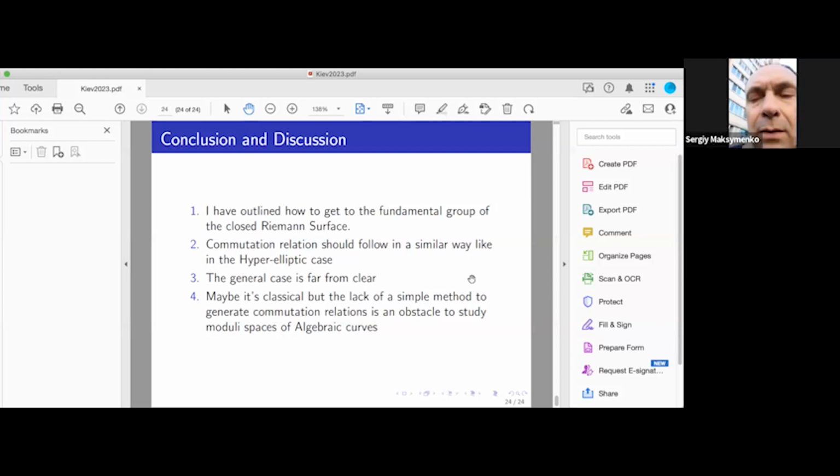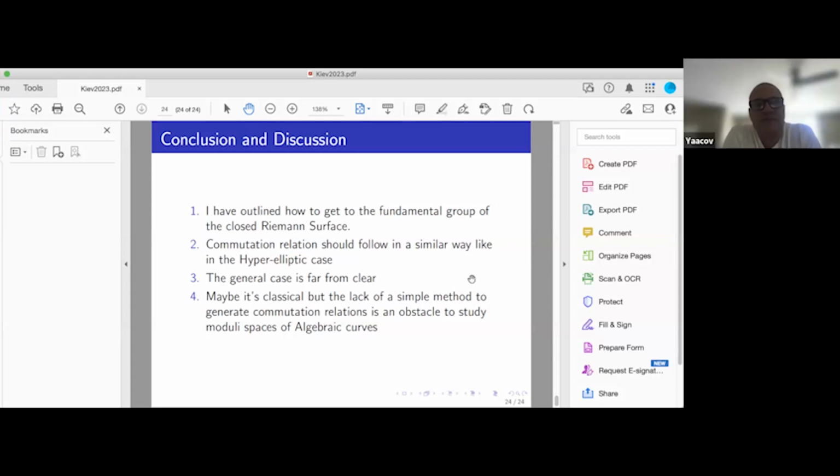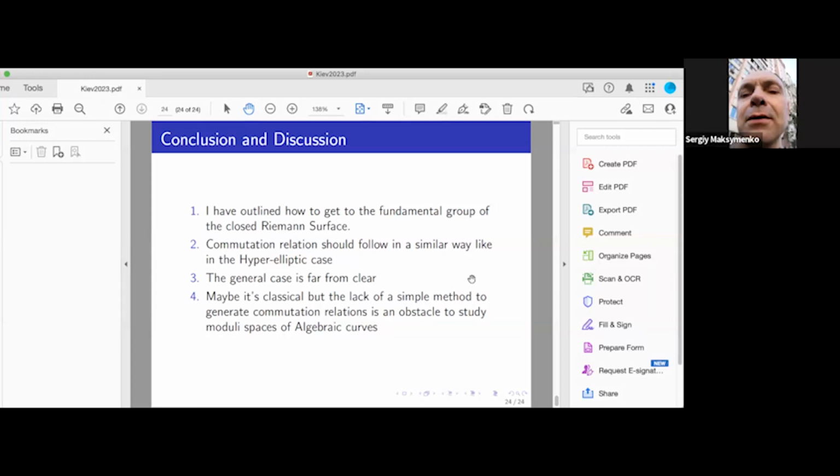So I understand. Because if you have an open surface, its fundamental group is always free. Yeah, I know, but I'm actually putting the disks back in. That's the whole point. I understand. No, yes, I understand. Thank you.